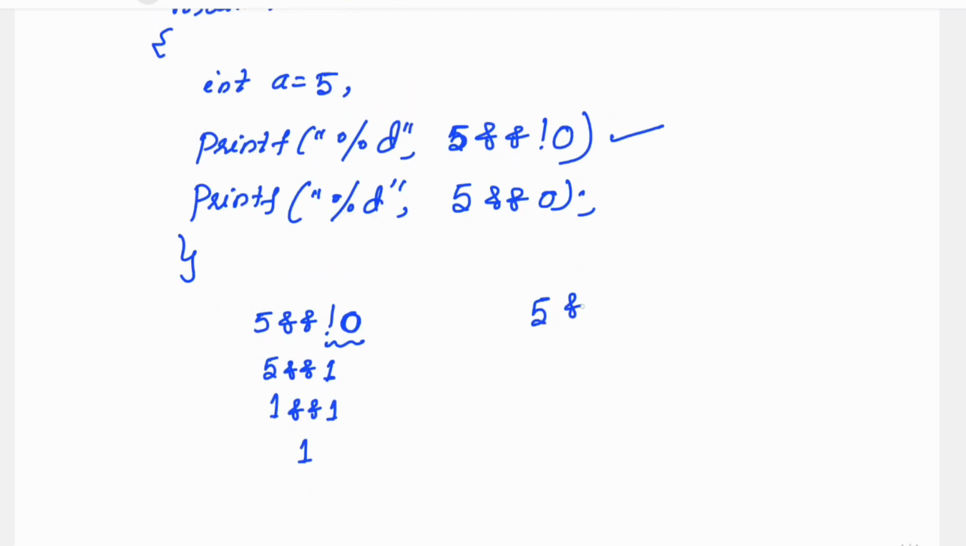In the second case you have 5 logical ANDed with 0. Now in this case you are simply writing, see, any single character which is non-zero will always be true. So it will be 1 here, 1 logical ANDed with 0. Now one operand is true, the other operand is false. So the logical AND operation will be false only.